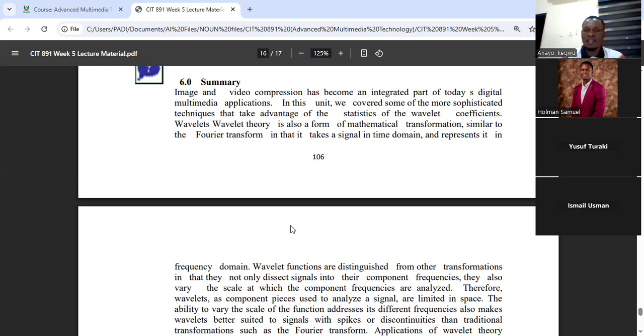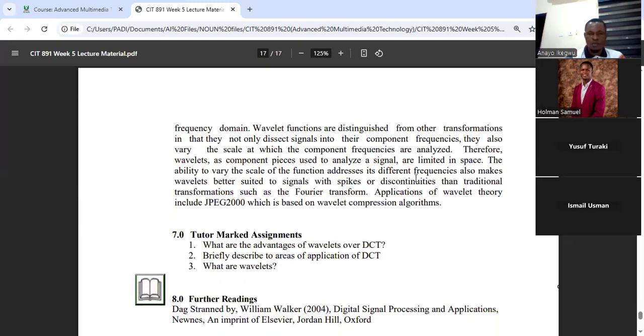In that order, it takes a signal in terms of what domain, but this one takes more of mathematical representations. Therefore, wavelengths as a component used to analyze a signal, they are limited in terms of space.